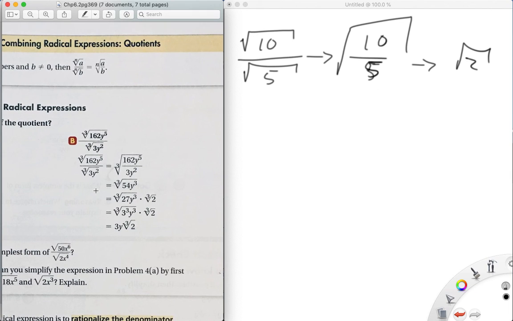Here, same thing. 162 divided by 3 is 54. 5 divided by 2 is 3. So 54 can be broken up into 27 times 2, which is a factor of 3 times 3 times 3. So the cube root of that is 3. Cube root of y to the 3rd is y. We would pull out the cube root of 2 and it would be 3 cube root of 2.